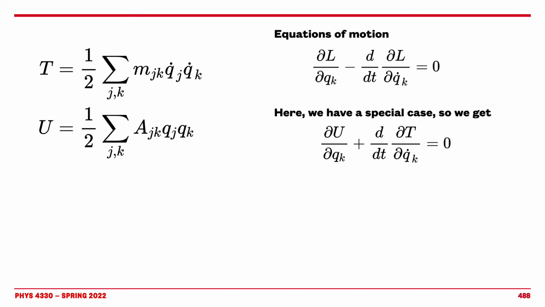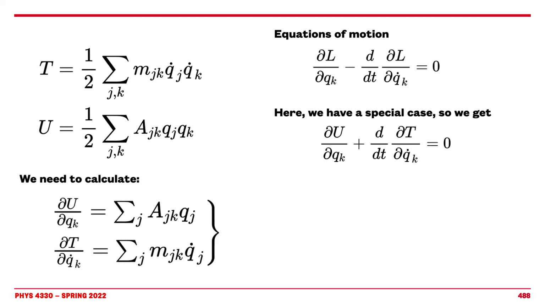By the way, the minus became a plus because L is equal to T minus U, right? T minus U minus T, yes. It doesn't matter in this case since it's equal to 0. Okay, wonderful. So what does that mean? That means that the only thing that we need to calculate now are the derivative of the potential energy with respect to q_k and the derivative of the kinetic energy with respect to q dot k. So that's what we have right here, right?